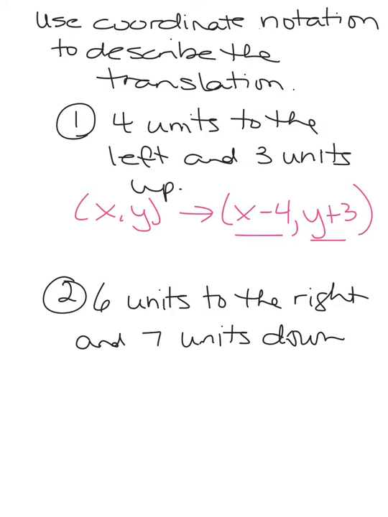Looking at number 2, I'm going to start the same way. My coordinate notation always starts with x, y and then an arrow. 6 units to the right means I'm going to add 6 to my x value. And 7 units down means I'm going to subtract 7. So I end up with x plus 6 and y minus 7.